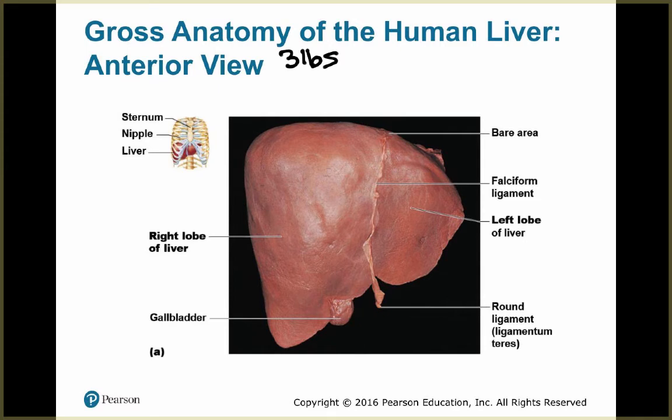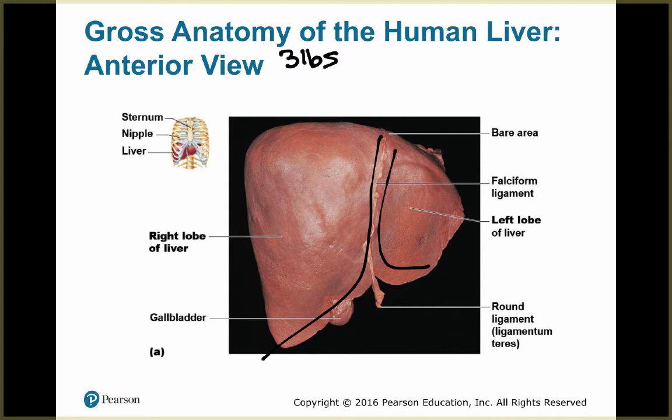You have the right lobe here that you can see very easily. This whole area down here is the right lobe. Then you can see the left lobe over here, and the two are separated by this falciform ligament in the middle. That's going to separate the right and the left lobes. Also, it suspends the liver from the diaphragm and the anterior abdominal wall.